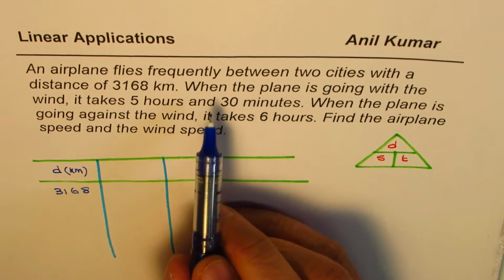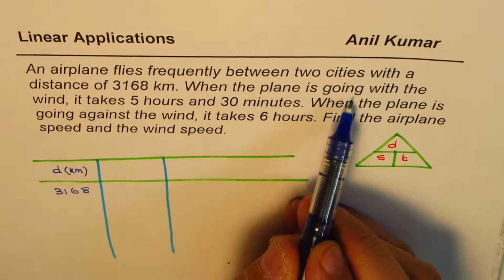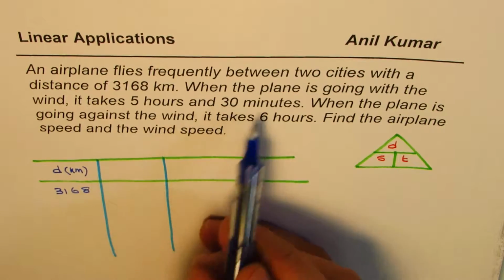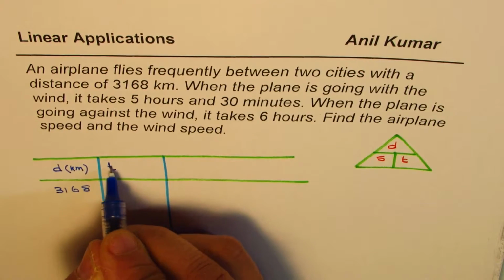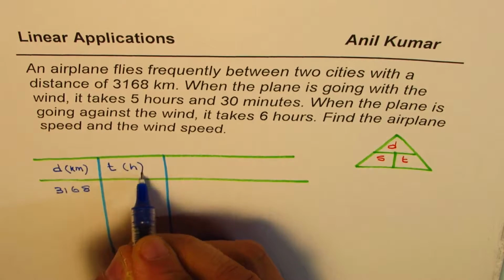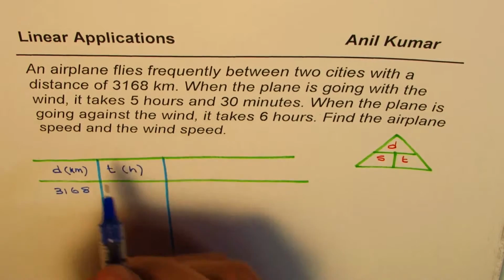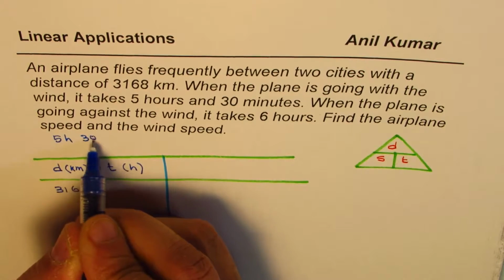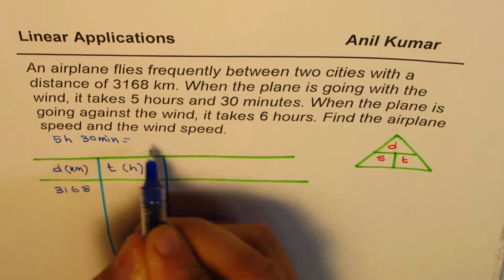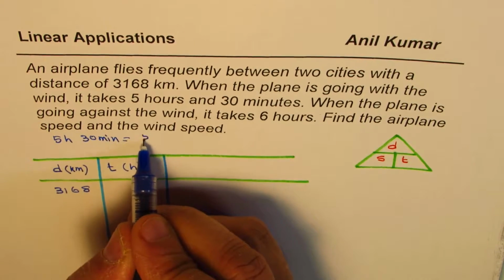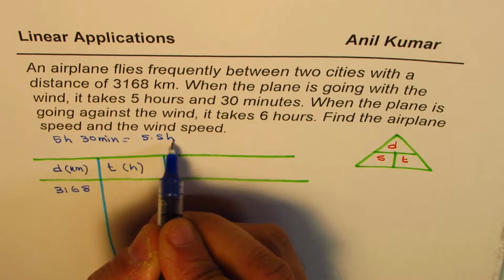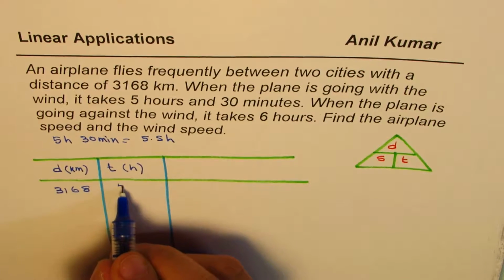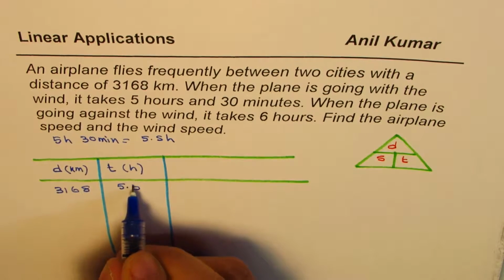And it says when the plane is going with the wind, it takes 5 hours and 30 minutes. So that is time, and let's put time in hours. Let me write here 5 hours 30 minutes. That basically means 5.5 hours, right? So 5.5 hours, since 60 minutes is 1 hour. So we can write here 5.5.